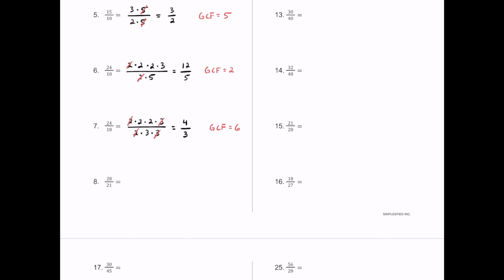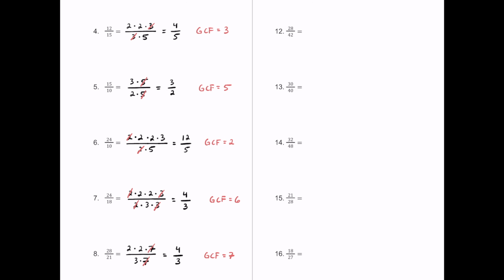For number 8, we have 28/21, so 28 breaks into 2 times 14, and 14 breaks into 2 times 7. So 2, 2, and 7 is the prime factorization. For 21, that just breaks into 3 times 7, and top and bottom both have a 7, so we can go ahead and cross those out. So 2 times 2, we're left with 4, and then left with a 3. So the GCF, well, we divided both top and bottom by, technically we divided them both by 7.